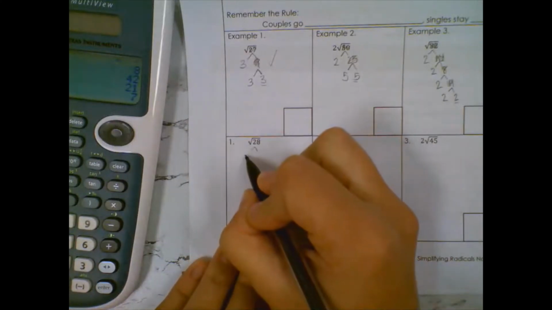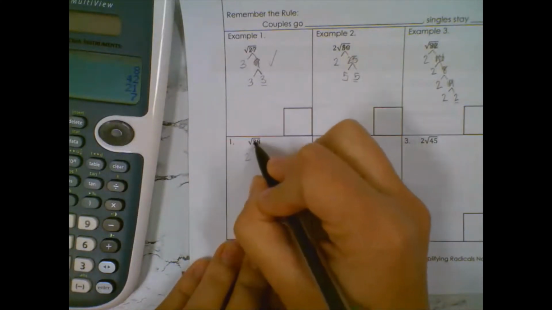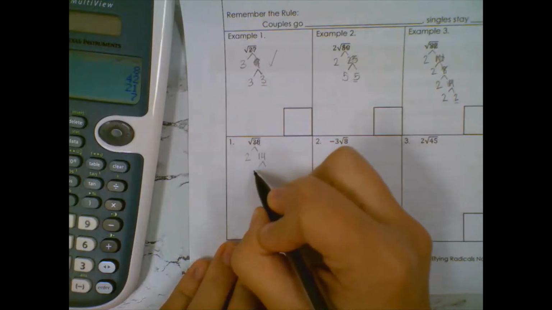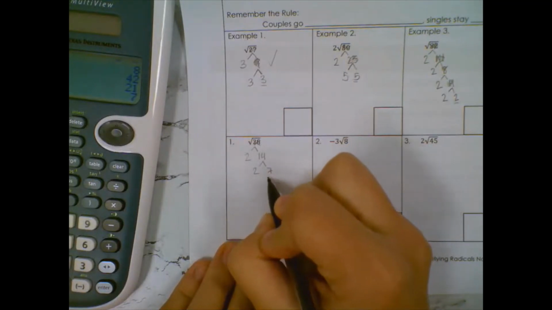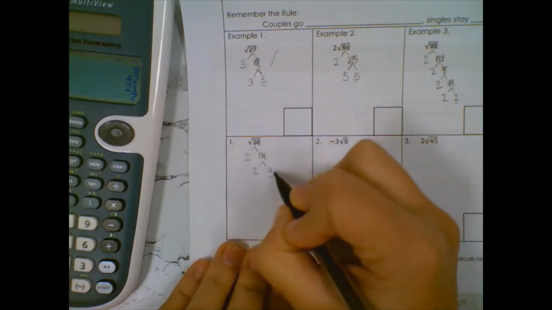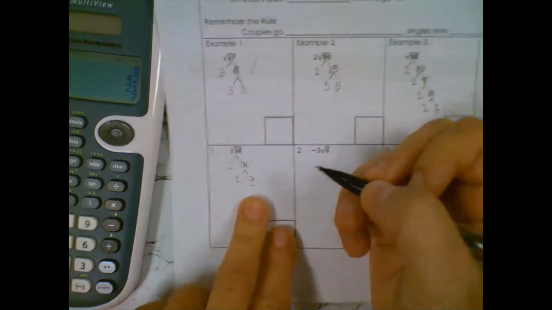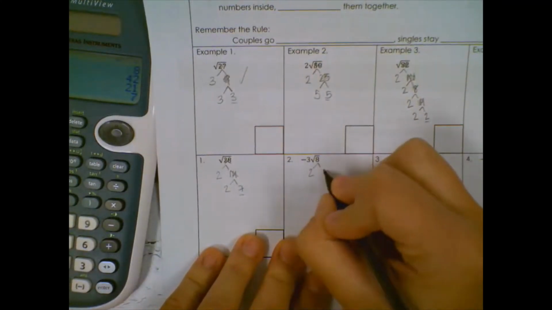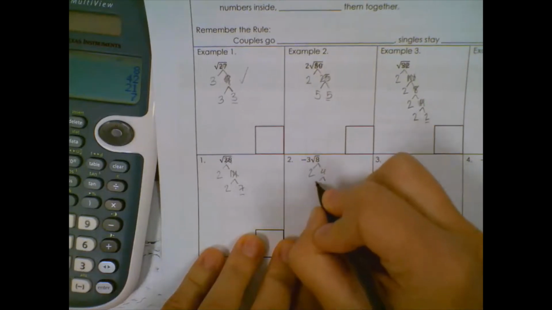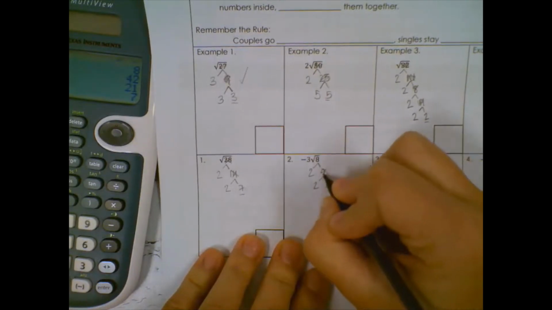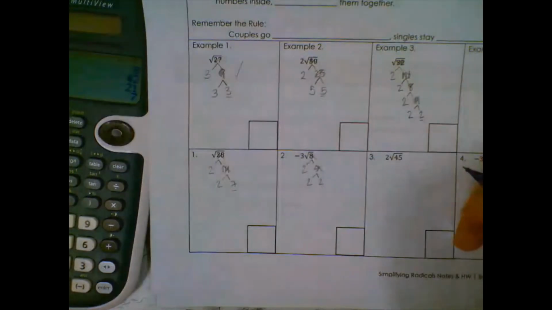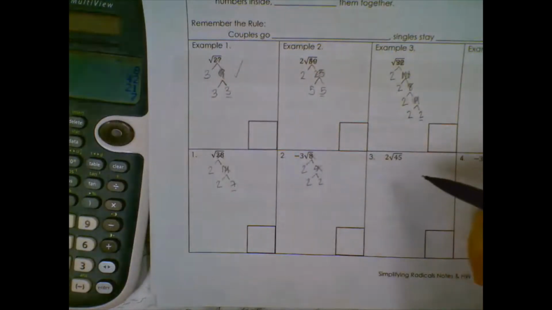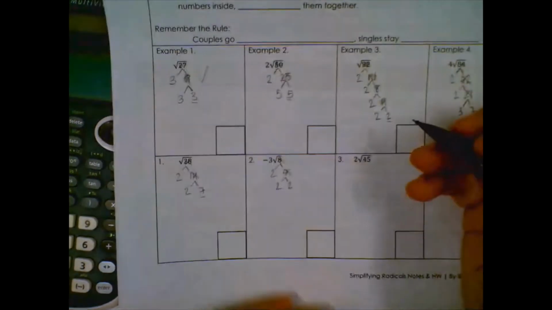Okay, 28 breaks into 2 and 14. 14 is going to break into 2 and 7. 7 is prime, which means we are done, so it just broke into 2, 2, and 7. 8. 8 breaks into 2 and 4. 4 breaks into 2 and 2, so we are done. So again, make sure after you check this one, pause it and try the next one on your own. So pause it, try 3.